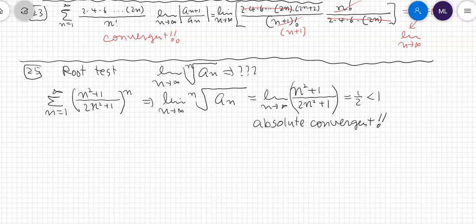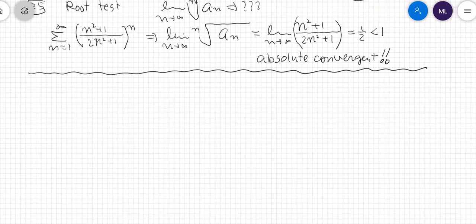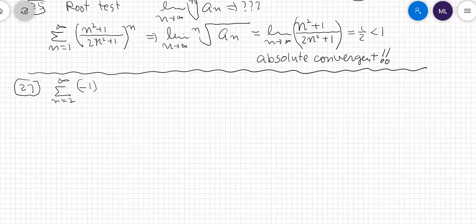Okay. All right. Okay, that's 25, and 27. Summation n equals 2 to infinity of negative 1 to the n minus 1 over ln n to the n.